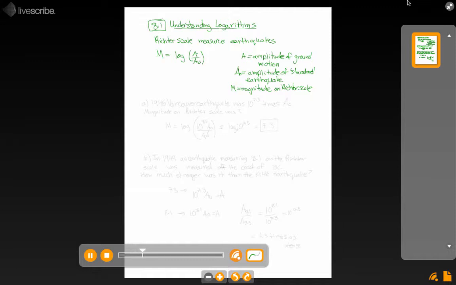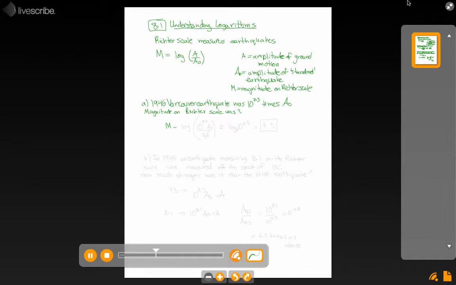So our first example is about an earthquake that actually happened in Vancouver a little bit before your time and a little bit before my time, in 1946. We're given some information about this earthquake, and we're told that it was 10 to the 7.3 times as large as A0, meaning that it was over 10 million times the amplitude of the standard earthquake I was talking about. And the question is, how big was its magnitude on the Richter scale?